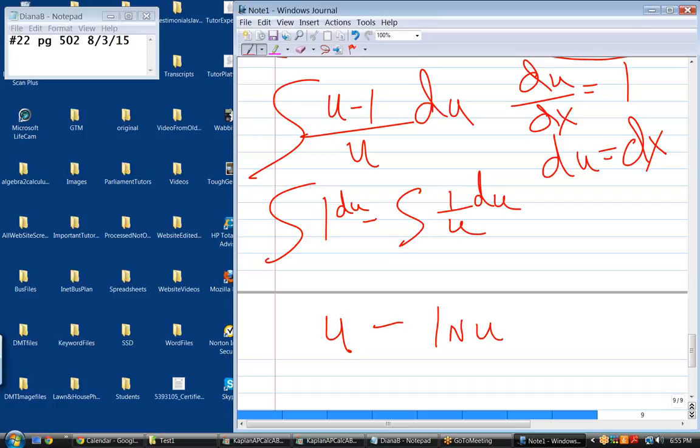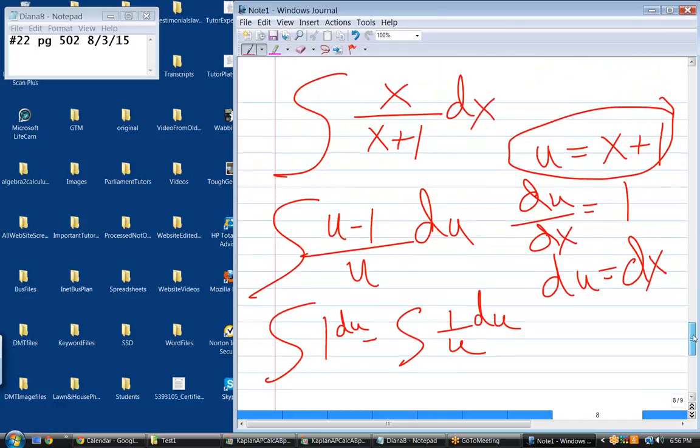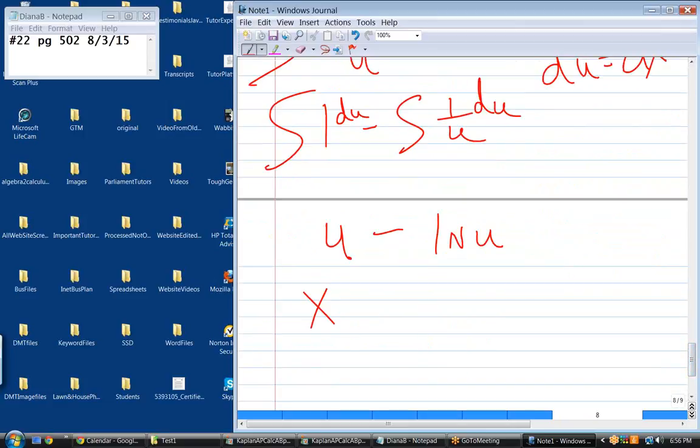And this comes up over and over and over in calculus. And that's why I say this is something you need to memorize, that the integral of 1 over u is the natural log of u, because most of the time you're going the other way around. You're trying to find the integral of 1 over u, which is the natural log of u. So now we have our answer. Because u is x plus 1, it's x plus 1 minus the natural log of x plus 1.